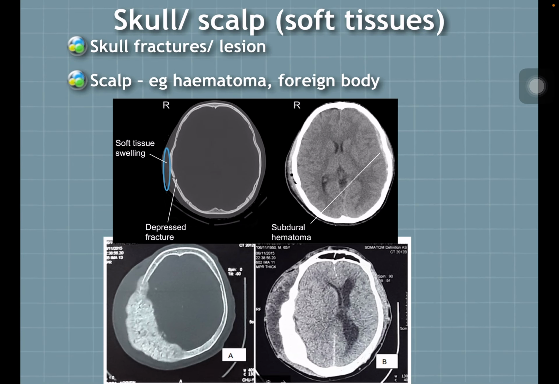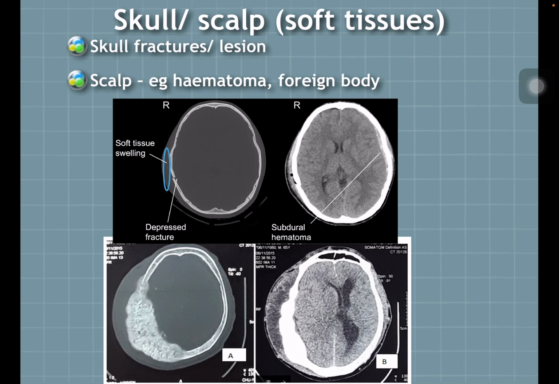So next is S, skull or scalp, soft tissue. So we need to find any skull fracture or lesion, and then scalp, for example, scalp hematoma or foreign body. So here, this is an example of trauma cases. Patient sustained a coup contrecoup injury. We have soft tissue injury and a depressed fracture of right occipital bone in this bone window, and in the contralateral side there is a subdural hematoma.